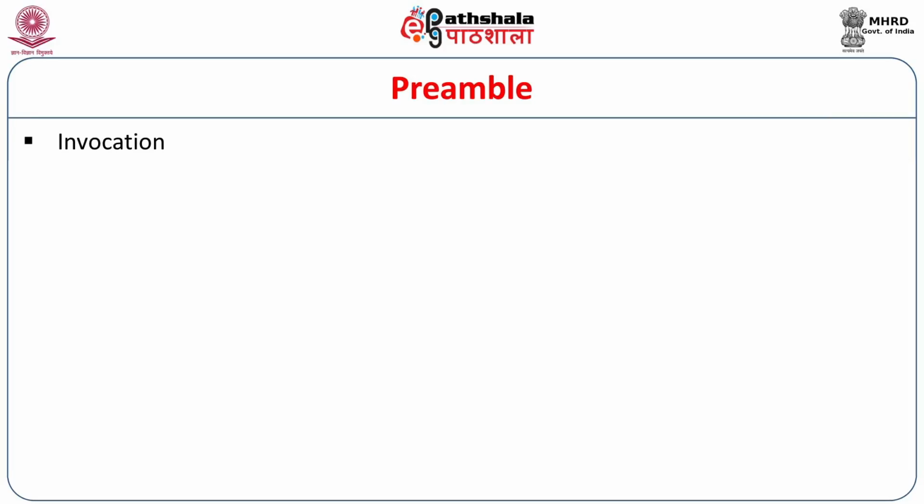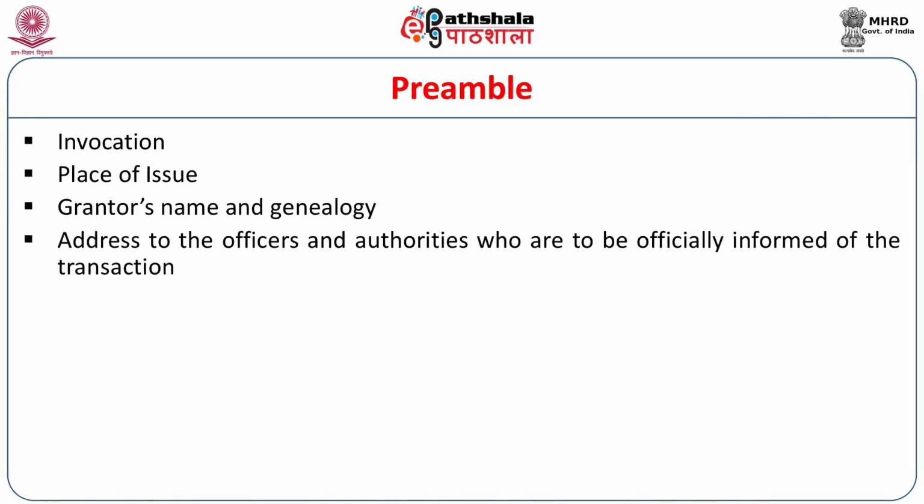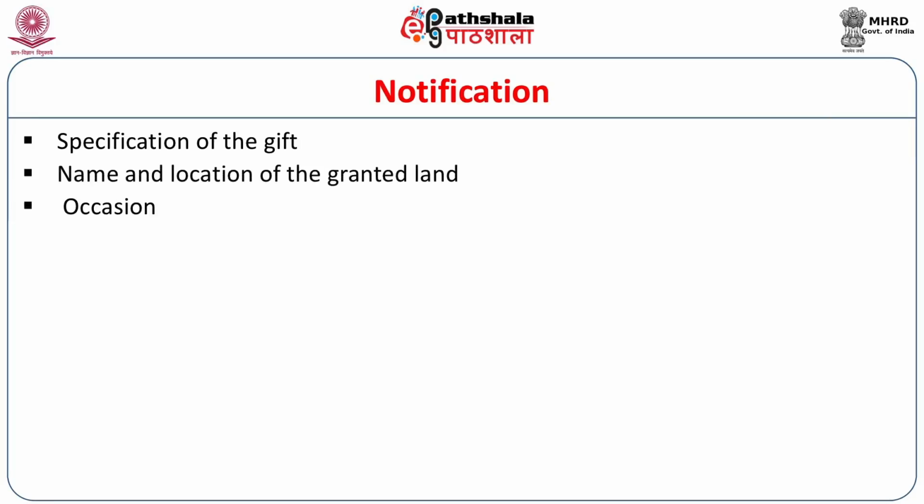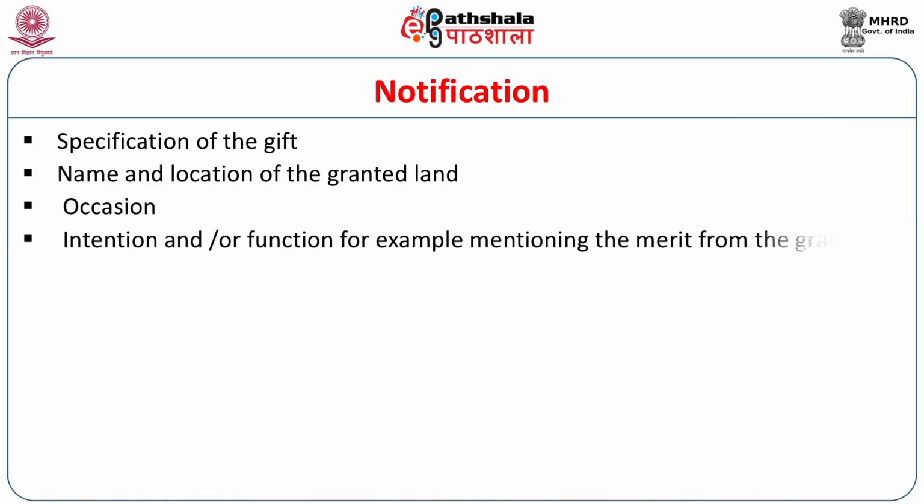So in the preamble you get invocation, then the place of issue, then the grantor's name and genealogy, and address to the officers and authorities who are to be officially informed of the transaction, that is the land transaction. In the notification portion you get the specification of the gift, the name of the location of the granted land, the occasion on which the land has been granted, that is, it may be a Sankranti, it may be the ruler's coronation or something, the intention or the function, for example mentioning the merit from the grant. So usually a grant, a dana, was given to attain punya, that is merit. So this is also mentioned in this portion.